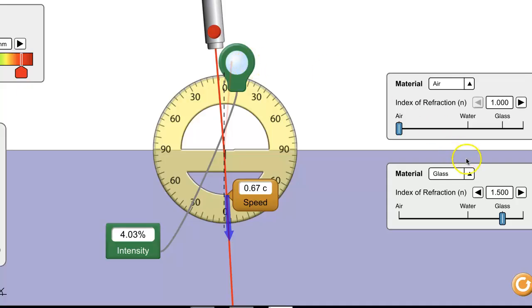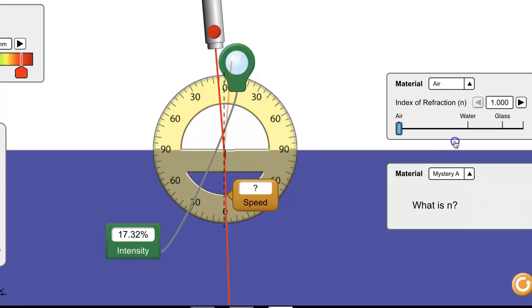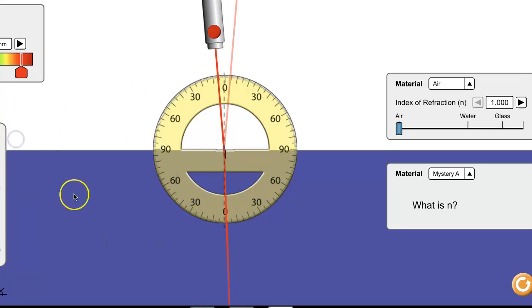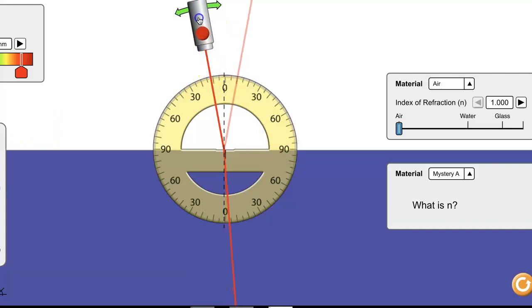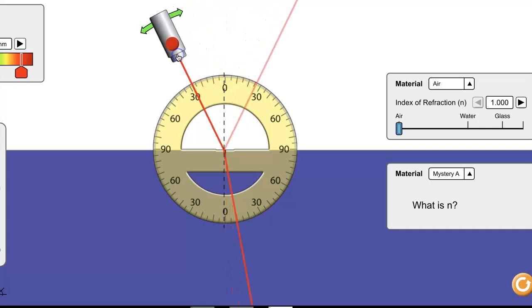Let me show you here. This is where we're going to have mysterious A. Okay, we don't need that. We also don't need the intensity measure here. We need only that protractor. And every time you are going to change your angle, find what is the refraction. List these values very similar to the part A graph, and have your value for index of refraction of A and index of refraction of B.